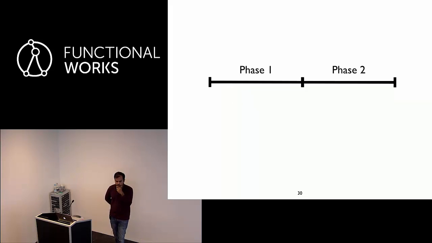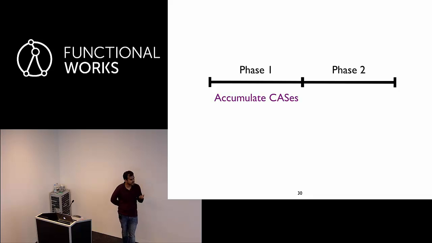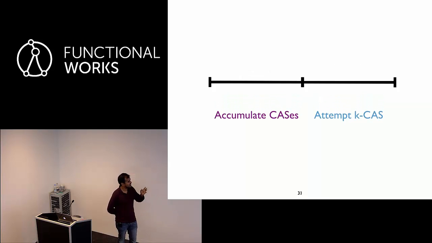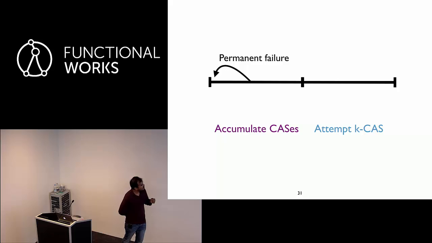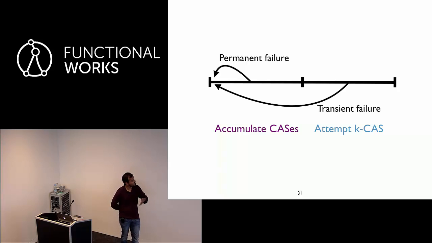A few points about the implementation. The way reagents actually work underneath is you have this two-phase thing. When you run a reagent, you have a CAS collection phase where you try to accumulate all of the CASes, and then there is a second phase where you try to attempt all of the CASes using a KCAS mechanism. Modern architectures don't provide a KCAS, so we implement it in software, but that's fine. When you have a failure in accumulating the CASes, what you have is a permanent failure, which is I cannot run this protocol anymore, so the thread blocks or tries a different alternative.